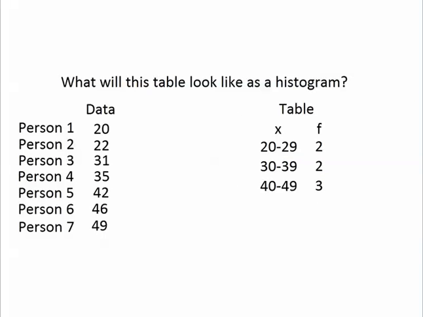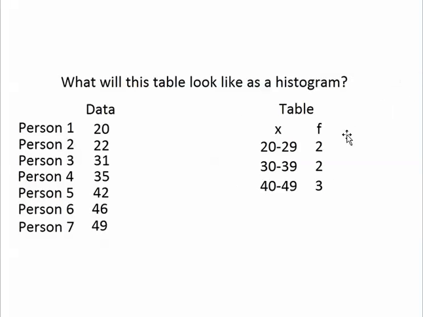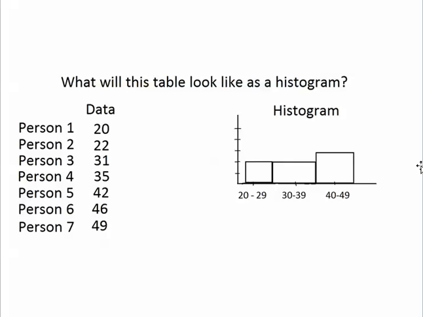Now let's look at this data set right here. Now we have a grouped frequency table that has these class intervals instead of just values in the x column. But notice how the frequencies are 2, 2, and 3. We have 2 20s, 2 30s, and 3 40s. That means that the bars in the histogram will be 2, 2, and 3, just like they were in the table.